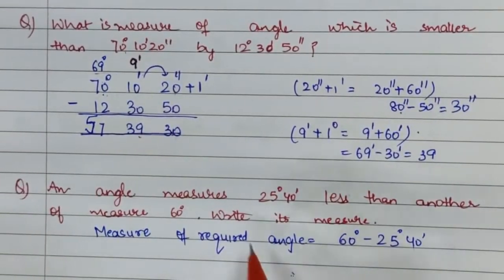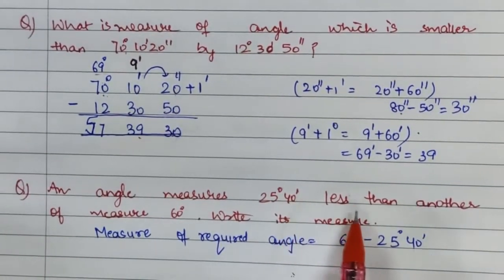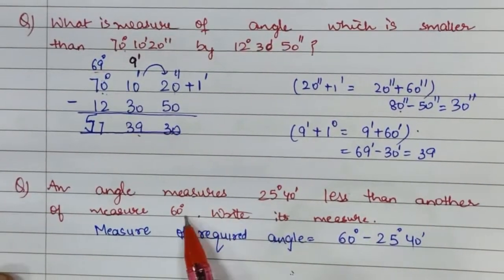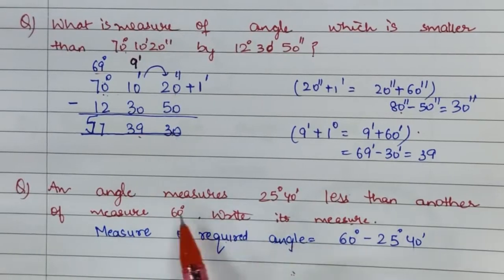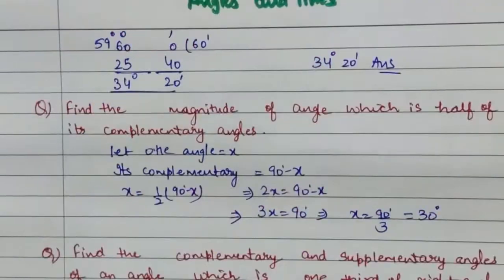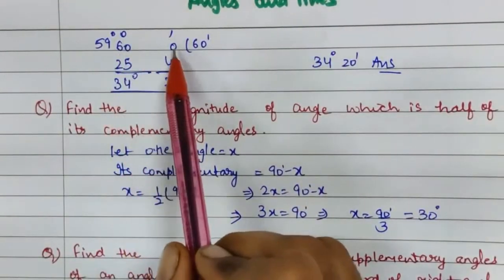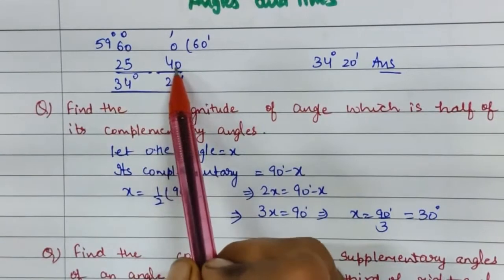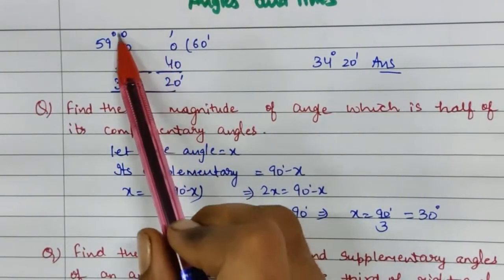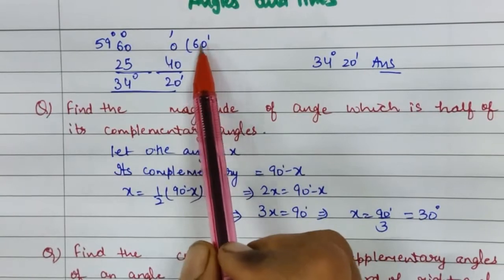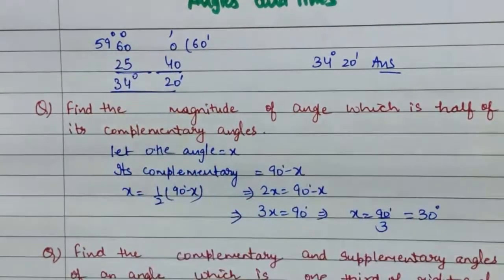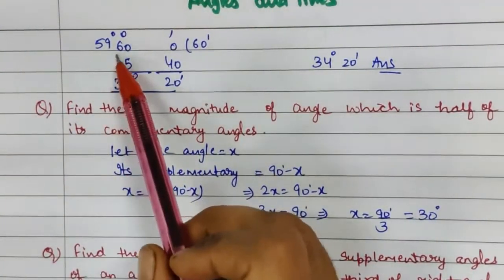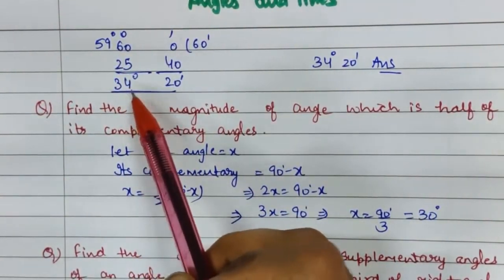An angle measures 25 degree 40 minutes less than another angle of measure 60 degree. What will be the measure of the required angle? 60 degree minus 25 degree 40 minutes. So 60 degree 0 minutes, minus 25 degree 40 minutes. We cannot subtract, borrow 1 degree, that is 60 minutes, minus 40, we get 20 minutes. Here we are left with 59 degree minus 25, we get 34.